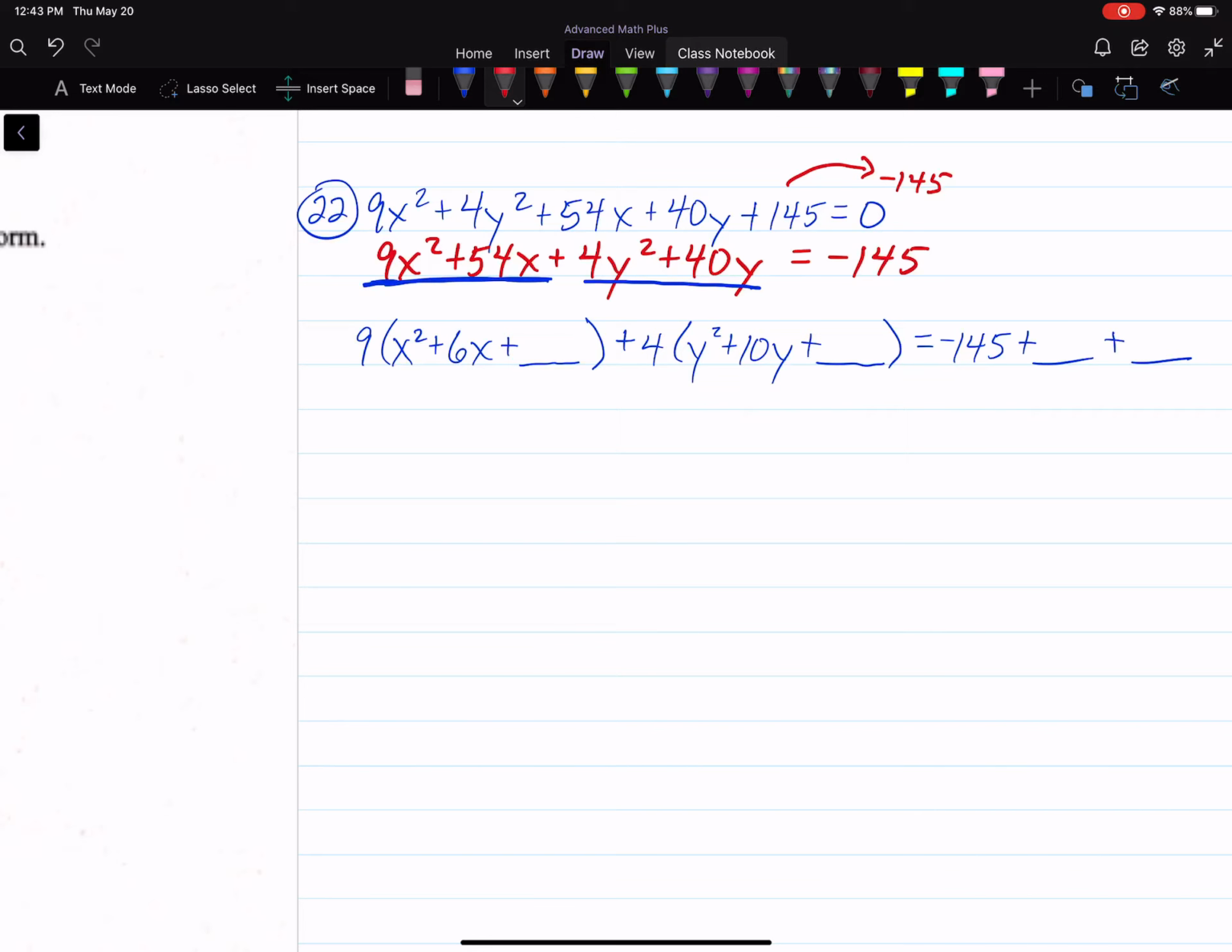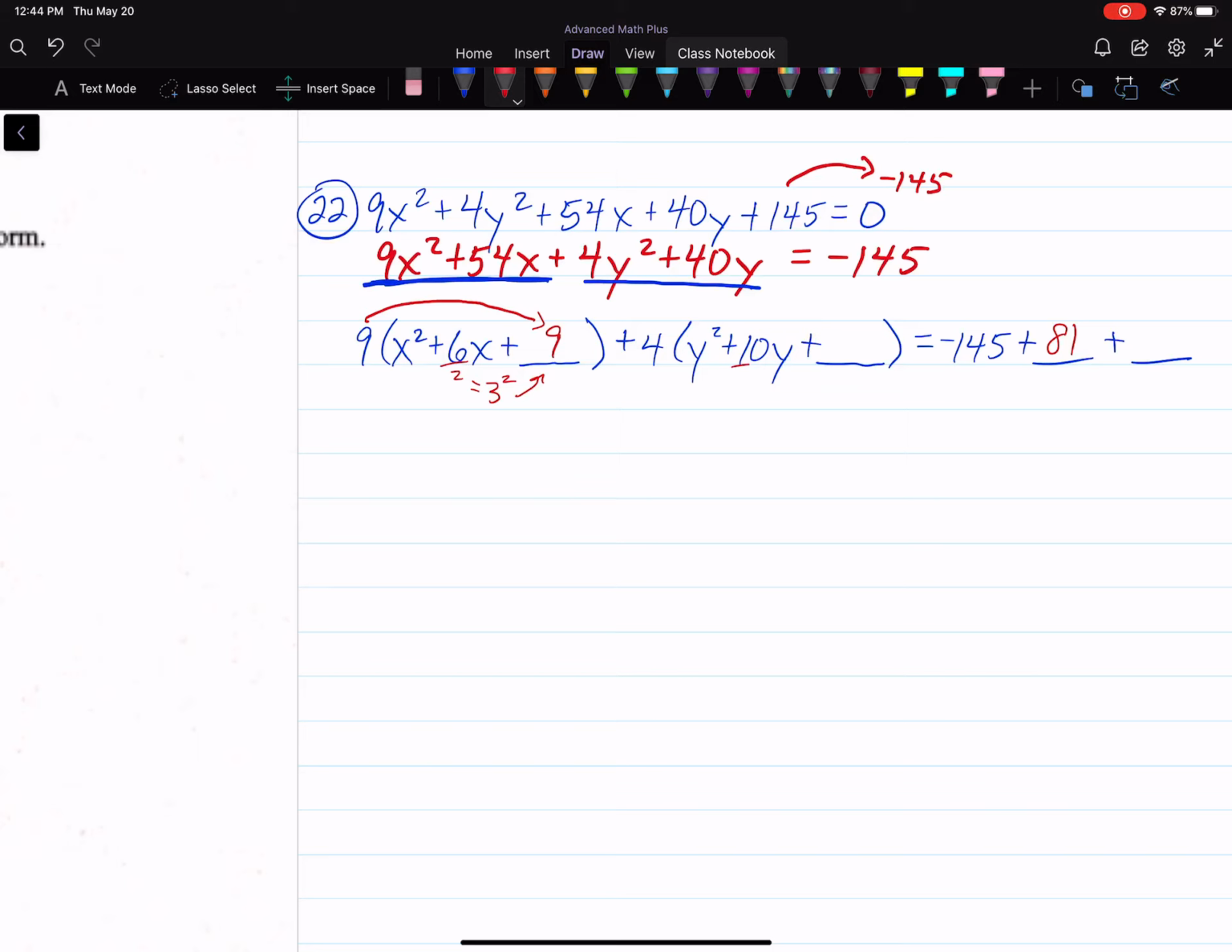If you remember, we divide this by 2 and square it. So what's 6 divided by 2? 3. And then 3 squared is 9, so 9 goes there. But on the right side, we don't put 9 because this 9 is being multiplied by another 9. So over here, we got to put 81 because we actually added 81. Does that make sense?